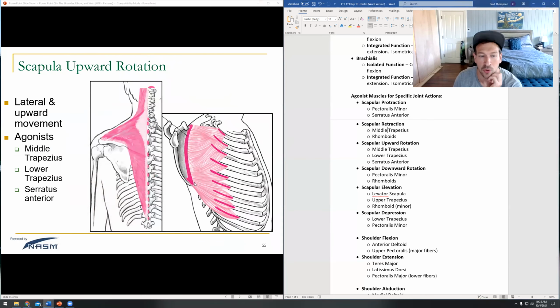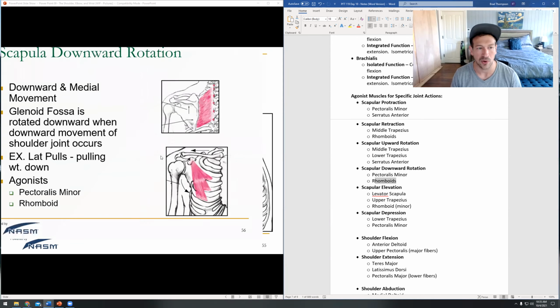You've also got your upward rotation, swinging the scapula out this way. That's going to be the middle, lower, and serratus anterior. So guess what? We need that upward rotation way, way more, right? Versus the downward rotation, that's your pec minor. And it does say rhomboids here, but it should be noted that it's your minor rhomboids, those top couple fibers. So again, we see way too much of that downward rotation, that tilt, versus what we need, which is the upward rotation, the good tilt.